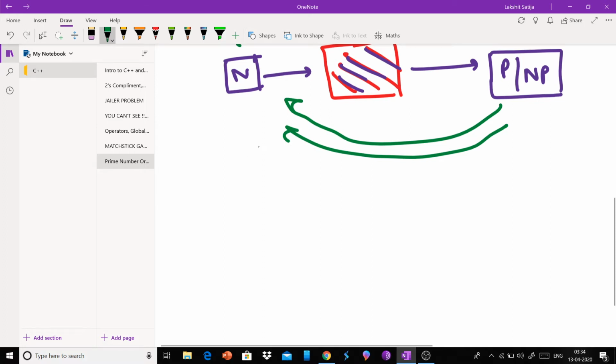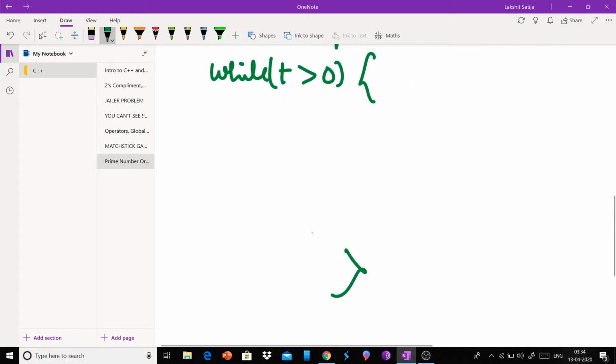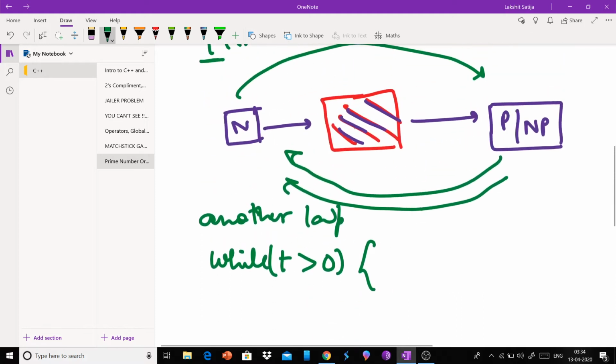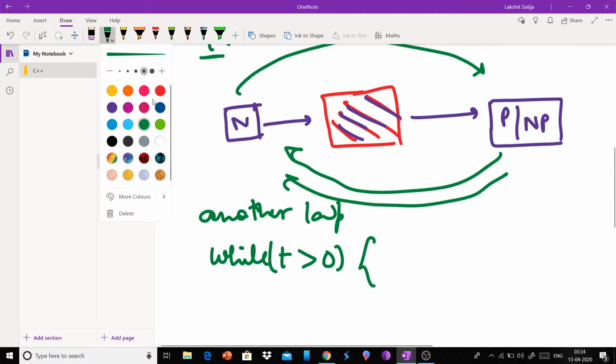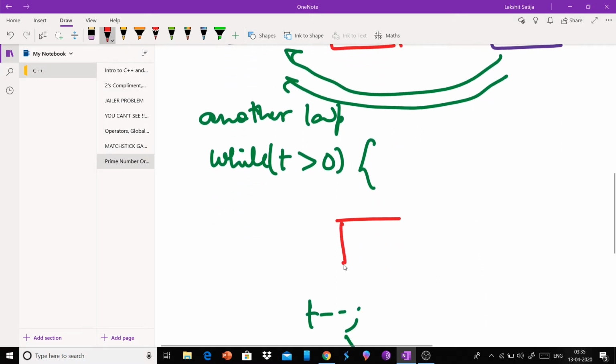So what we will do is add another loop: while t is greater than 0, and we will do t minus minus in the end, right? And we will write our code inside it. So what will happen? Let us see.